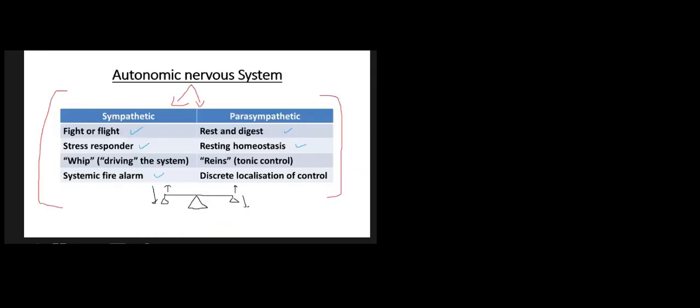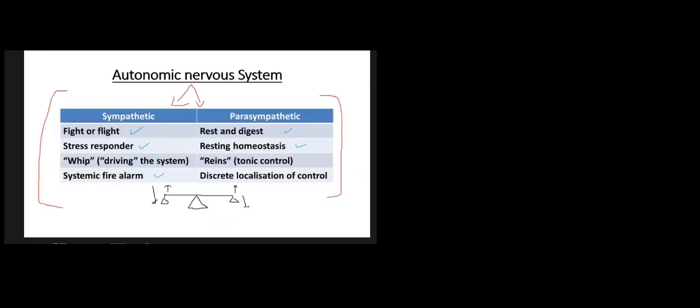Now look at the motor neuron from the somatic system. You have a really, really long motor neuron. And at the end of the motor neuron, you have the acetylcholine, which is released onto the nicotinic receptors. Now we're going to look at the autonomic nervous system. We're going to look at the sympathetic and the parasympathetic system. And you're going to see that there's a big difference between the sympathetic and the parasympathetic system. So let me just go back a couple of slides.